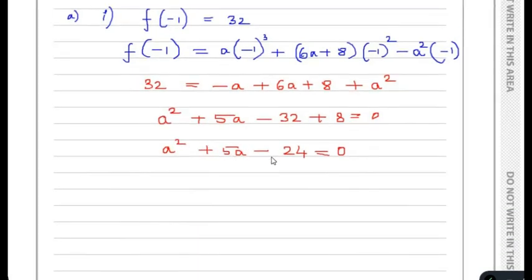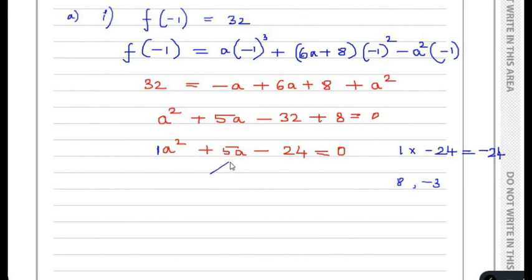Now we have to factorize this, so I'm going to use splitting the middle term. For that we have to multiply the first coefficient of a square with the last constant, minus 24. So we get 1 times negative 24, which is negative 24. And now we have to start finding the factors of negative 24 which, when added or subtracted, should give me plus 5. So the combination for negative 24 can be 8 and negative 3, because 8 times negative 3 gives us negative 24 and 8 plus negative 3 gives us positive 5.